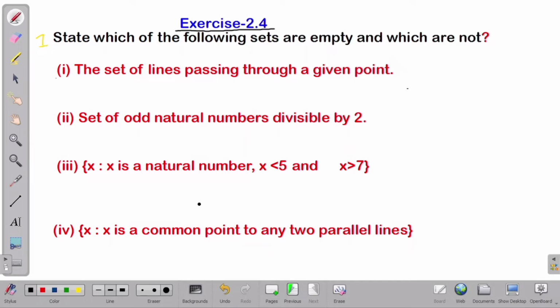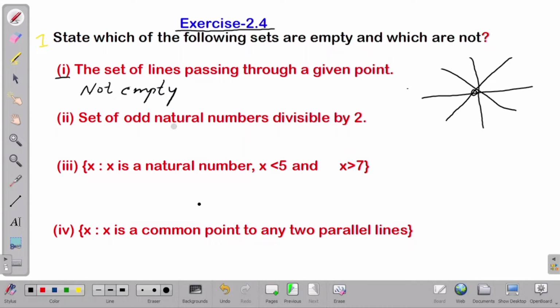What is the first question given? The set of lines passing through a given point. So this is one point, and the set of lines is more than one. The set of lines which are passing through the given point: is it an empty set or a non-empty set? It is a non-empty set. Okay. Next one.